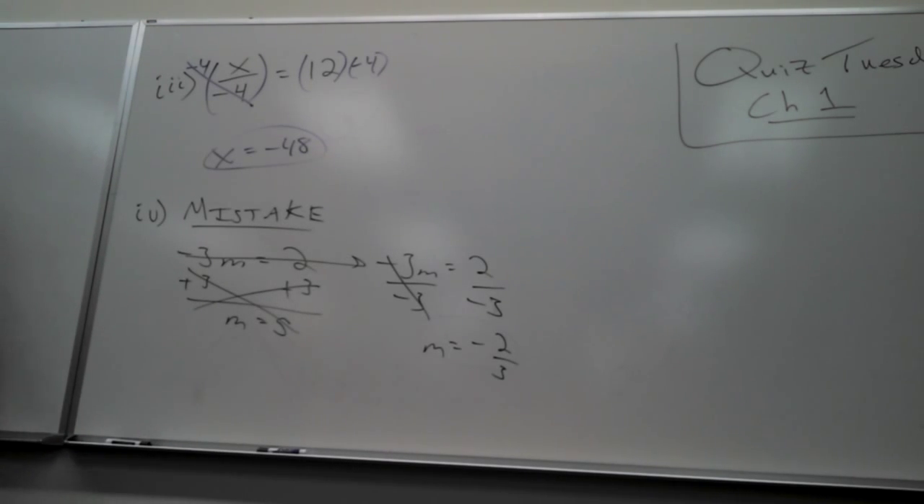So you could get fractions as answers. Don't think that means you made a mistake. It just means the answer is a fraction. The answer could be the funkiest number known to people. I mean, you never know. It could be anything. Let me show you another mistake that I get all the time.